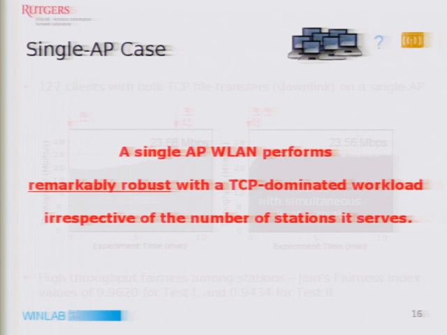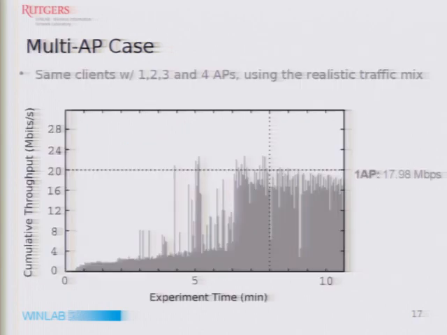So the takeaway is that a single access point wireless LAN performs quite remarkably robustly. No matter how many stations you add, it manages well. I'm not saying it doesn't scale gracefully per wireless LAN, but the cumulative system throughput is obviously rock solid. So we move to the multi-AP case.